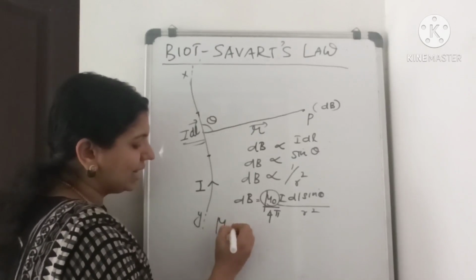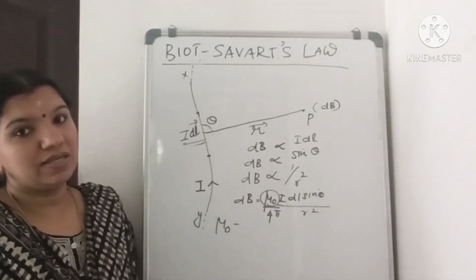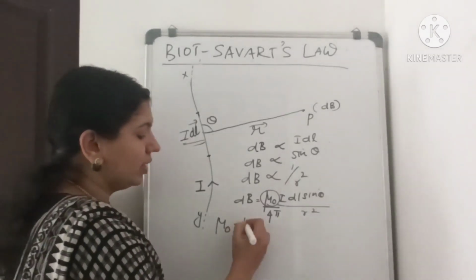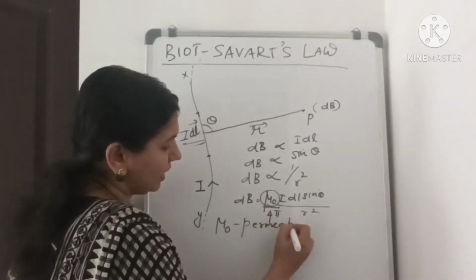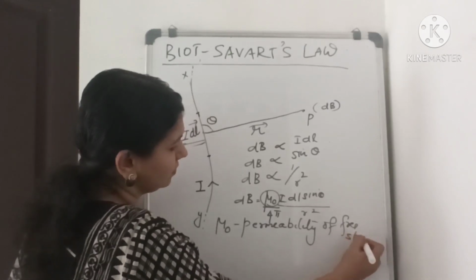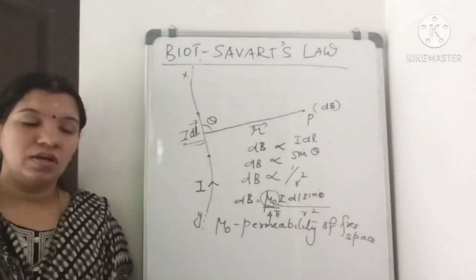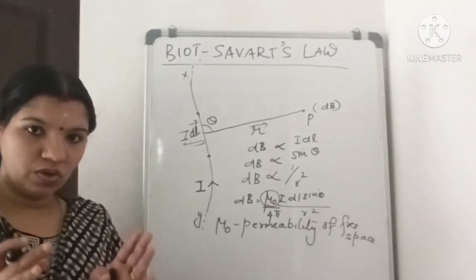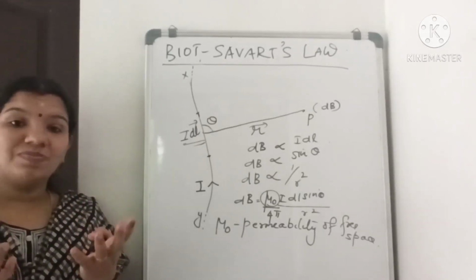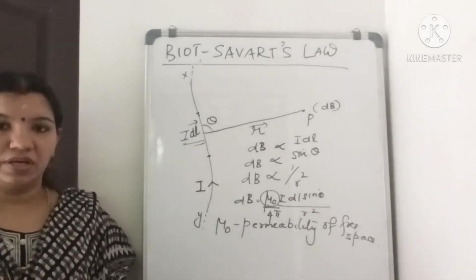Mu 0, you have studied epsilon 0 or epsilon naught as the permittivity of free space in electrostatics. Now here in magnetism, this mu 0 is called the permeability of free space. Permeability means what? Suppose there is a medium, and how much that medium is able to spread the magnetic field in that medium.